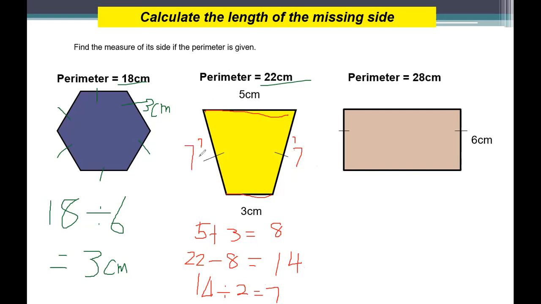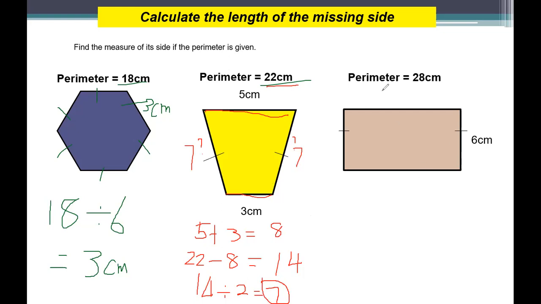If you will check, 7 plus 7 is 14, plus 3 is 17, plus 5 is 22. Okay? Now, so this is how to find the missing side. So the missing length of this is 7. Now let's do this one. Can you try this?